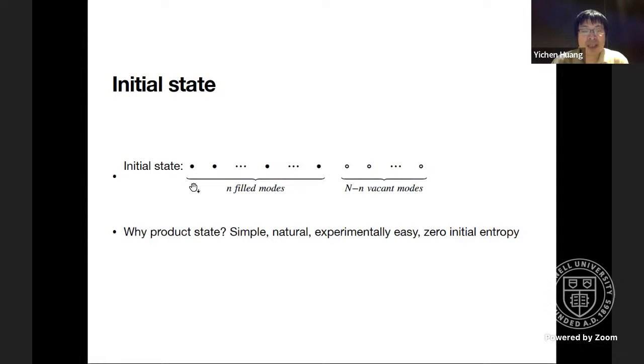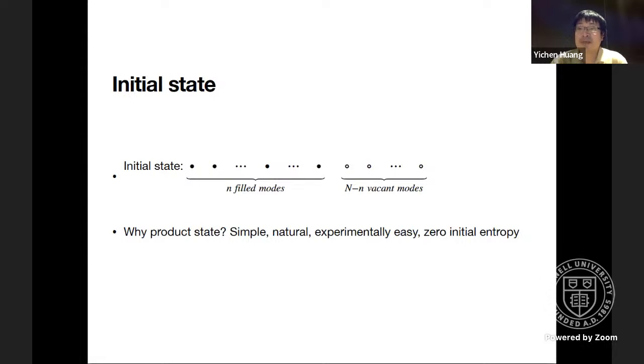That is, we have a product state, and the total number of modes is capital N, and we have little n filled modes and capital N minus little n vacant modes, so that the filling is little n, and the filling fraction is little n over capital N. Here, the filled dots mean that these modes are filled. And it doesn't matter where we place these filled modes because our model is an SYK model.